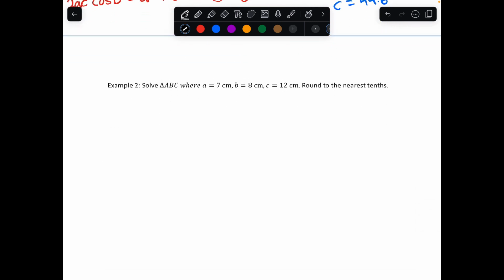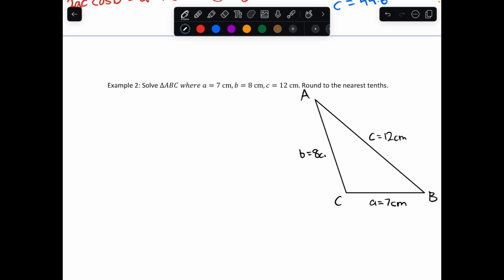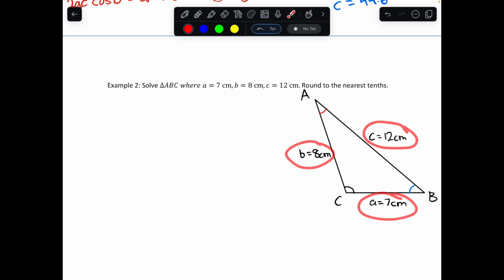Number 2 says solve triangle ABC, where we have all three sides being 7 centimeters, 8 centimeters, and 12 centimeters. So let's go ahead and draw ourselves a picture. Okay, now that we've got our picture drawn, let's actually look at what we have. We have three sides. We have A, B, and C, no angles. But that is one of our scenarios where we can actually use the law of cosines. So, which formula do I use? Well, the tip said, whenever possible, try to solve for the largest angle, and that should correspond to our largest side. So I want to find angle C first.